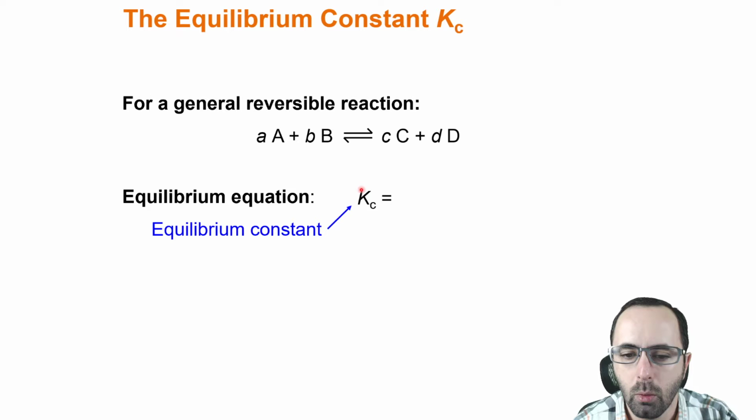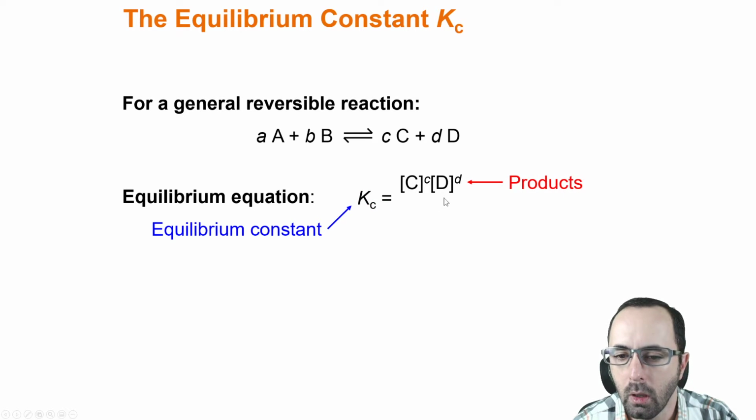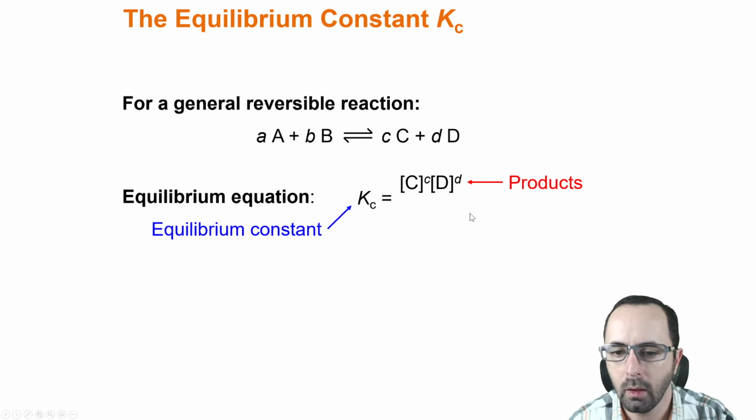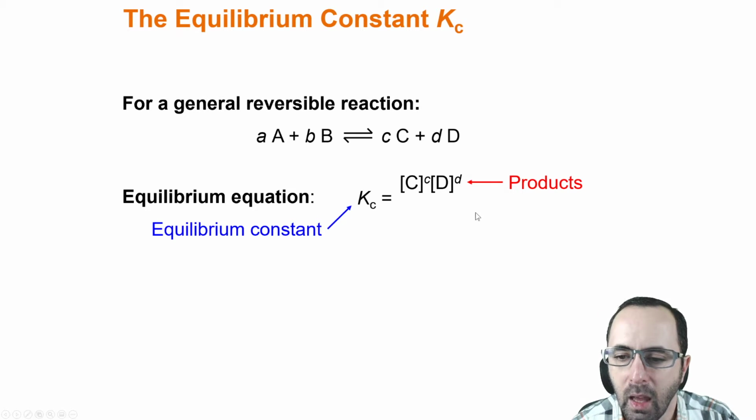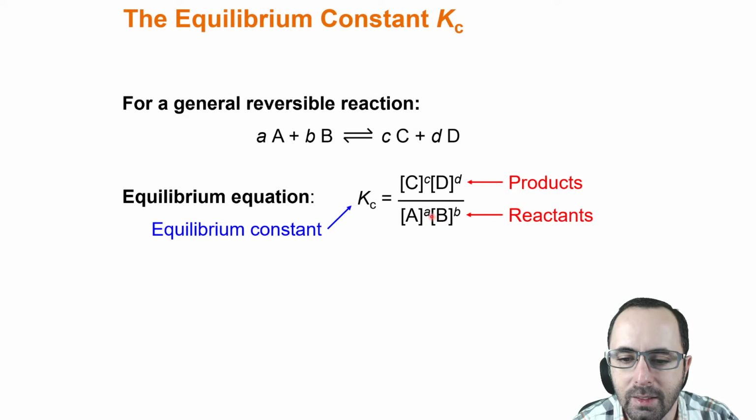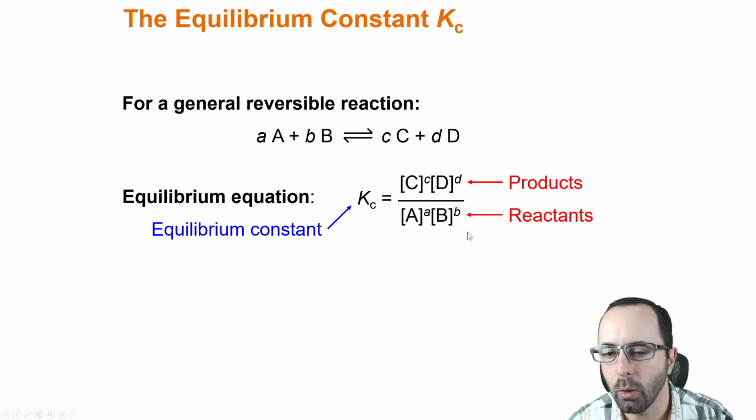So we'll say the equilibrium constant Kc is equal to the concentrations of the products, each to the power of the coefficient in the balanced equation. Okay, so here we do use the coefficients in the balanced equation. And we're going to divide those by the concentrations of the reactants, each to the power of their coefficients in the balanced equation. And so this gives us a ratio of products versus reactants.